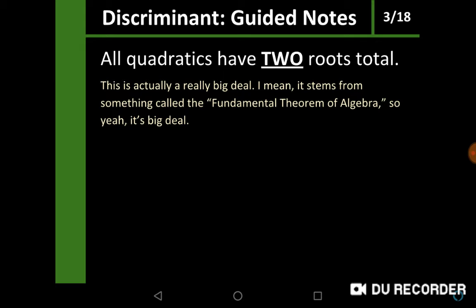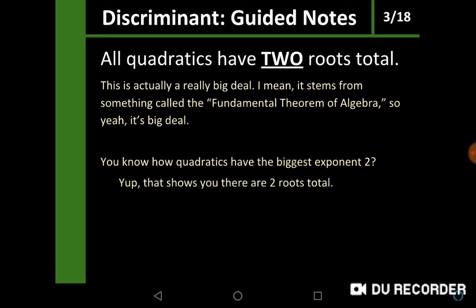So that's kind of a big deal. Like a really big deal in math. It's something called the fundamental theorem of algebra. And what it really says is that since a quadratic has the biggest exponent of 2, that means that there are 2 roots. So if you have a polynomial that's cubic, if that goes to the 3rd power, you might be able to predict how many roots there are there. But right now we're focused on quadratics, and they always have 2 roots.